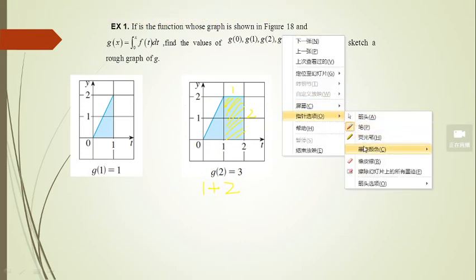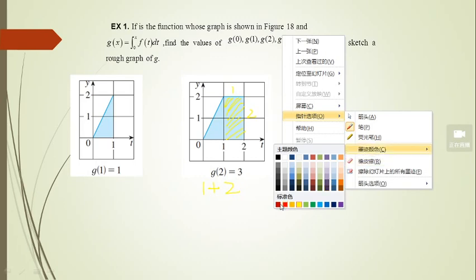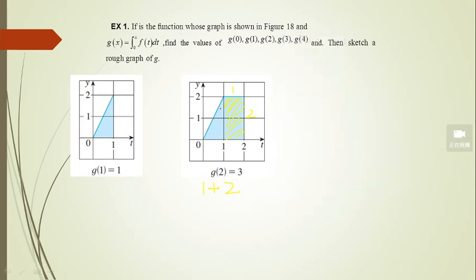We will go through one by one, okay? So G2 actually is the accumulated area from 0 to 1 and 1 to 2, right? How can we understand that this is 1 plus 2? Because G2 is the integral of ft dt when the upper bound is 2, right? How can we write it as 1 plus 2?